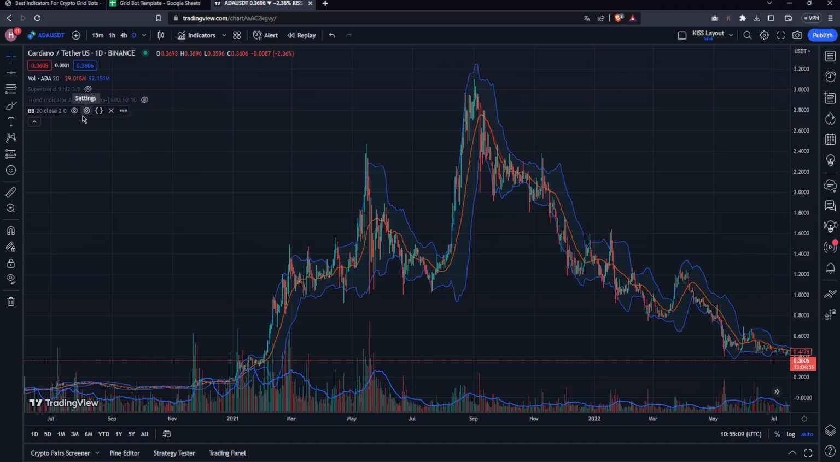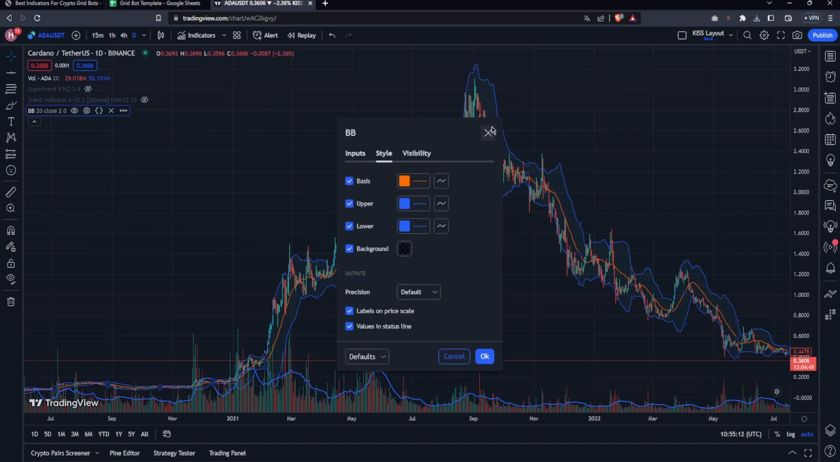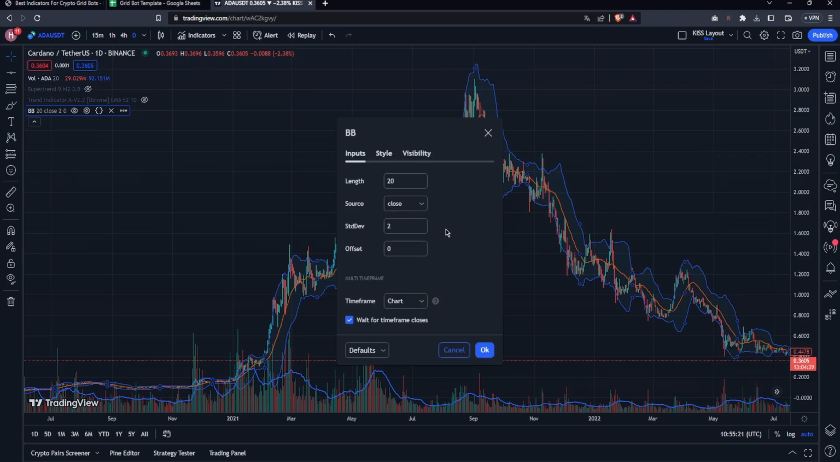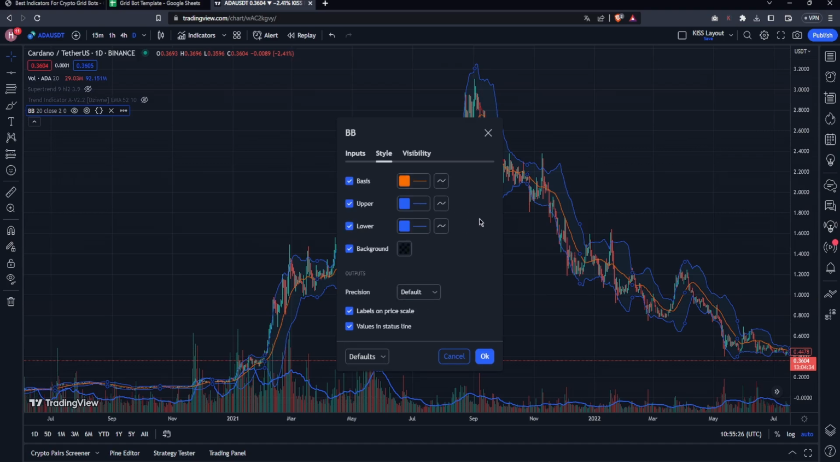You can also jump into the settings, but usually you can use the default options. On the inputs you can change the length, the standard deviation, the source, the offset, and you can also change the band's color if it makes it easier for you to visualize it on the charts.